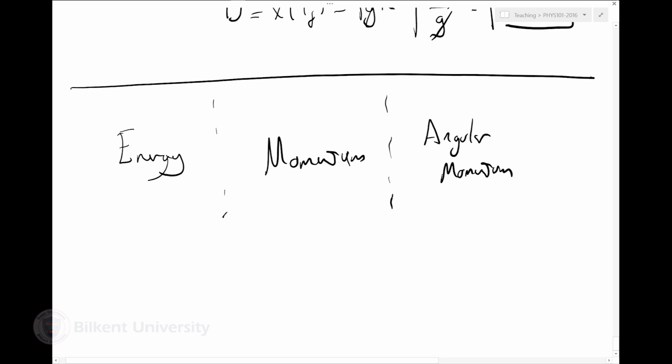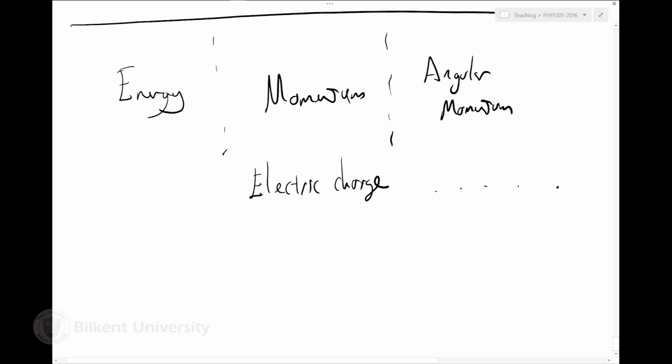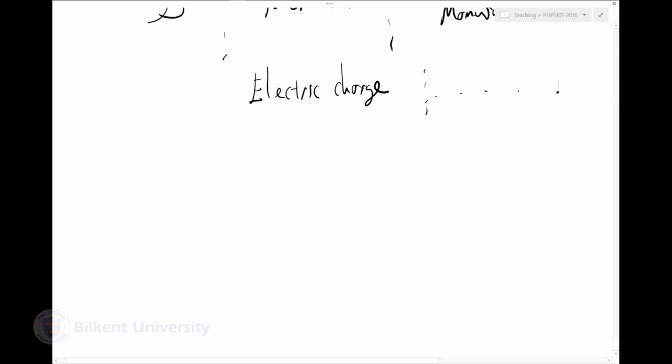But those are not the only conservation laws in nature. We'll talk about electric charge being a conserved quantity. And then there are other conserved quantities which, a lot of you are in the physics department, so maybe you'll see them before you graduate. Things like lepton number conservation and other symmetries of nature. Okay?